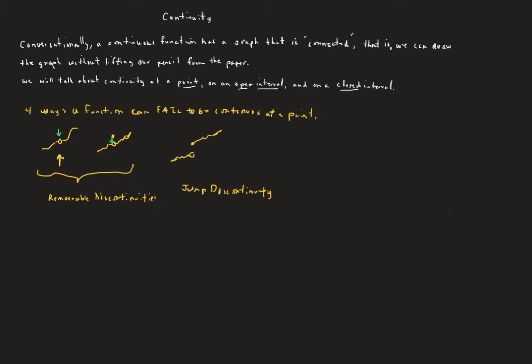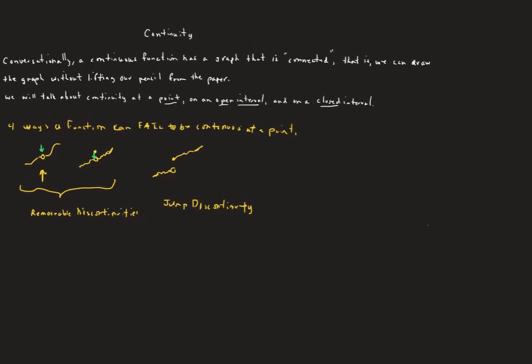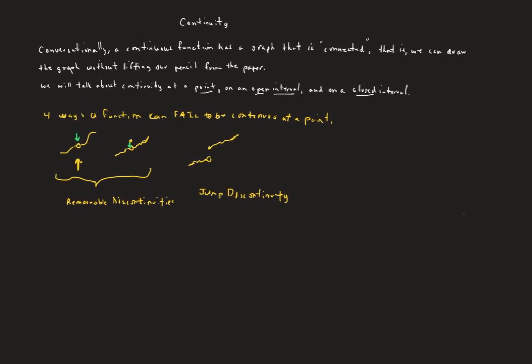And the third kind is where we have something that looks like this, or they could go in different infinities. Either way, anytime you have a vertical asymptote, that's going to be known as an infinite discontinuity.